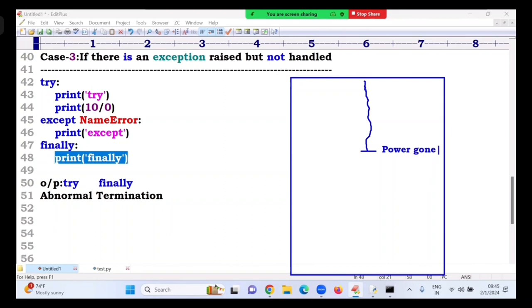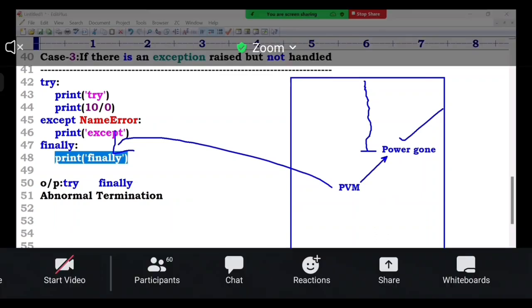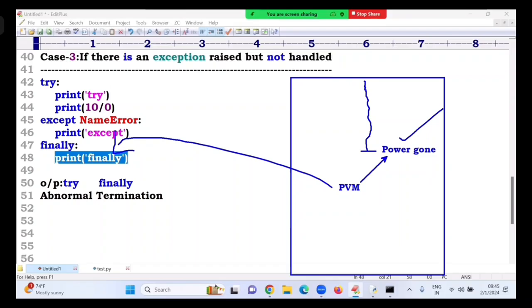Will my finally block be executed, or will my PVM ask the power, oh power, please wait 1 minute, my responsibility is to execute the finally block at any cost, once I execute it, then you can go? Is it requesting like that? No. As the system shuts down, the program will be terminated. Whether it is a finally block or try block, any block will be executed only while the system is there. Once the system is shut down suddenly, automatically the finally block is also not executed. So there is one situation in which the finally block is not executed.